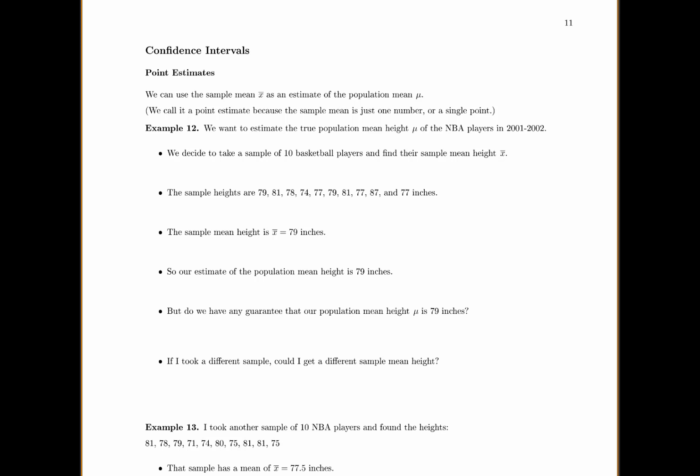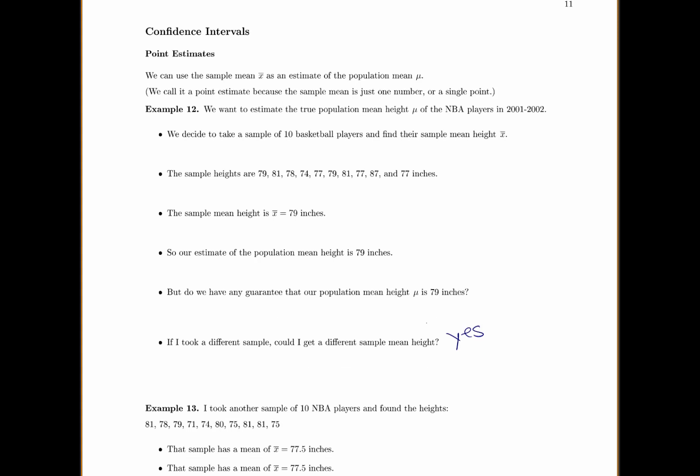But do we really have any guarantee that our population mean height is 79 inches? Well, it's probably really not even exactly 79 inches. Because if I took a different sample, could I get a different sample mean height? Yes, of course, because remember, every different sample is going to give you a different sample mean. So I could take another sample of 10 NBA players and find their heights, and they have a different sample mean of 77.5. So now our best estimate would be 77.5.